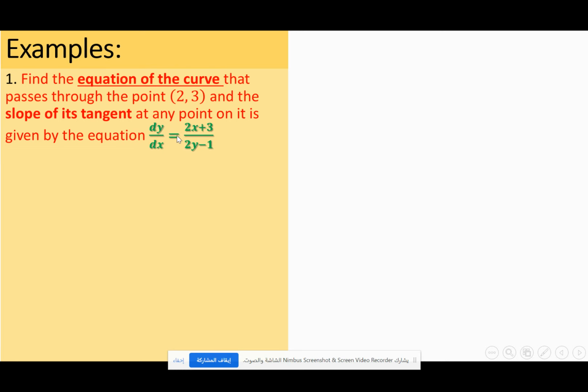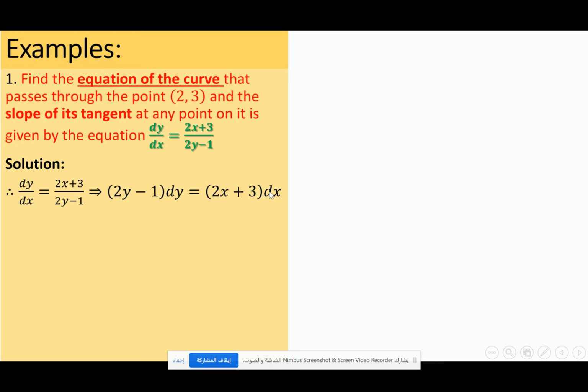dy over dx equals, which is the derivative, (2x plus 3) over (2y minus 1). Actually, to integrate it, you need to make a cross multiplication between them first, exactly like that. 2y minus 1 times dy equals 2x plus 3. If you multiply by dx, you will get (2x plus 3) dx.